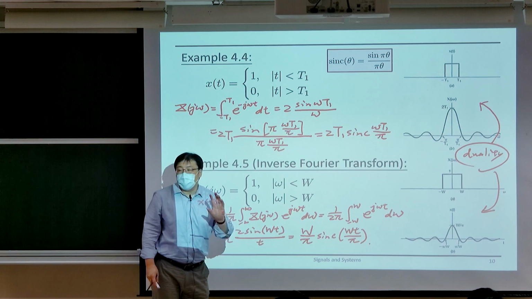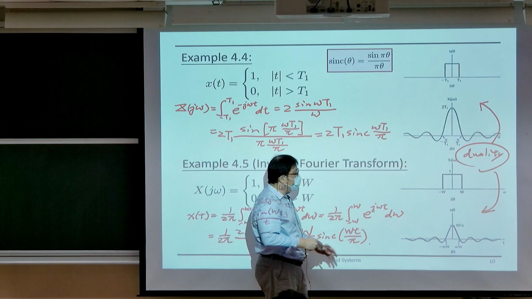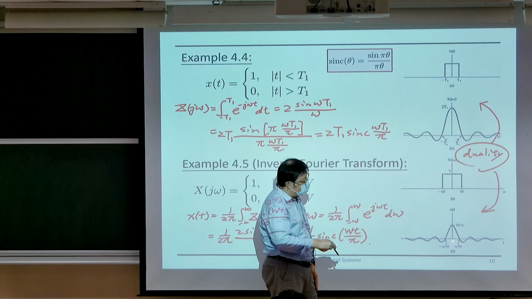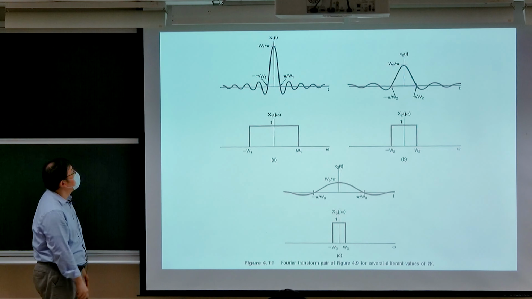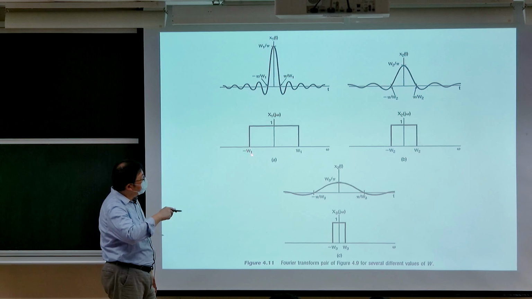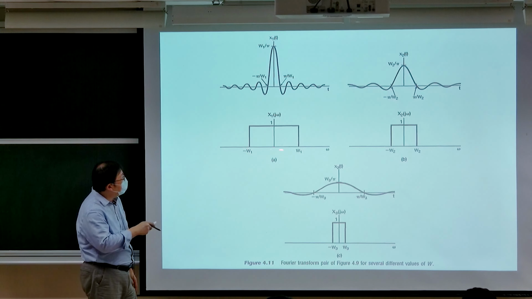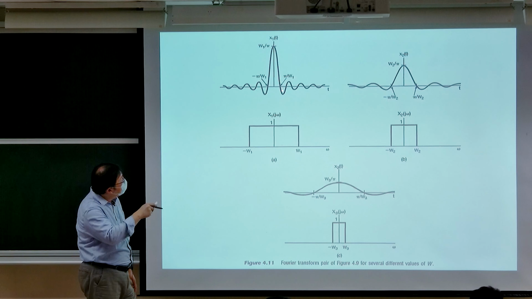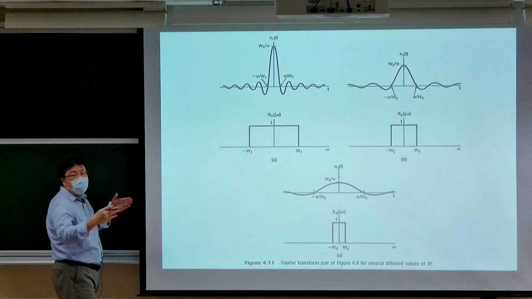So you again observe this relationship between the time and frequency domain. A wider bandwidth corresponds to a narrower pulse, and a narrower bandwidth corresponds to a wider pulse. This is illustrated in the following slide. Here we are looking at 3 cases, where W1 is larger than W2 and larger than W3. When you have a large bandwidth, your pulse is very narrow, but when you have a narrow bandwidth, the pulse becomes wider.